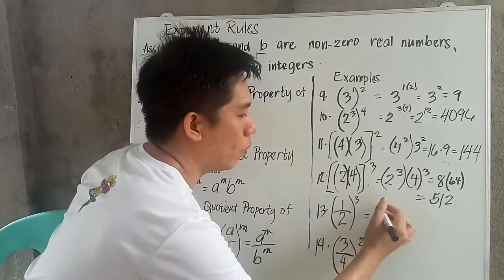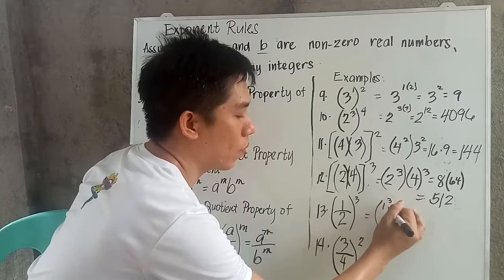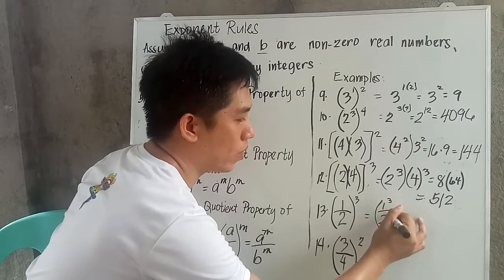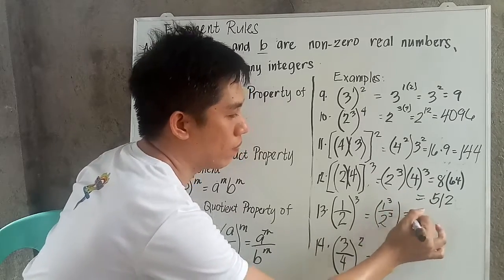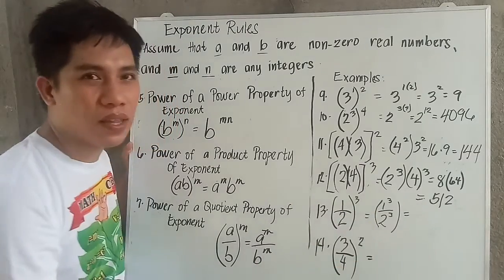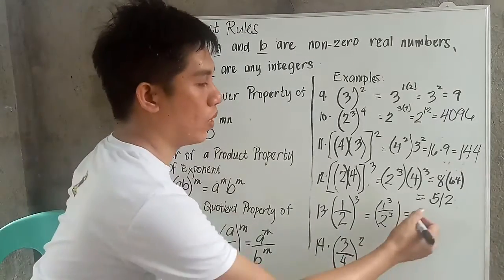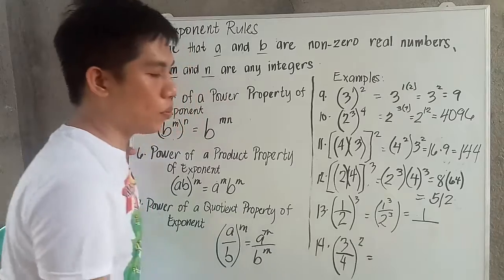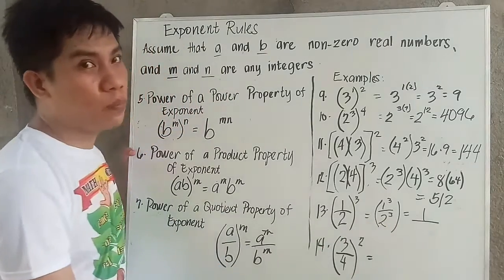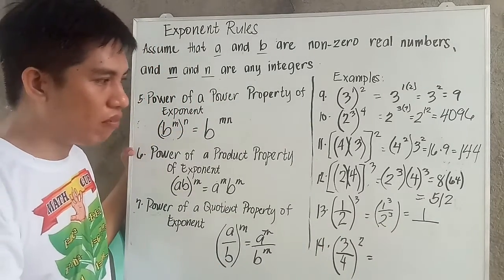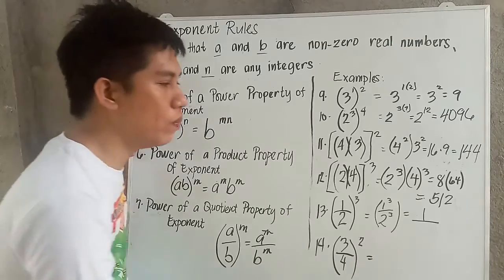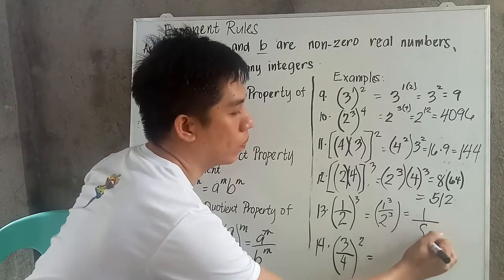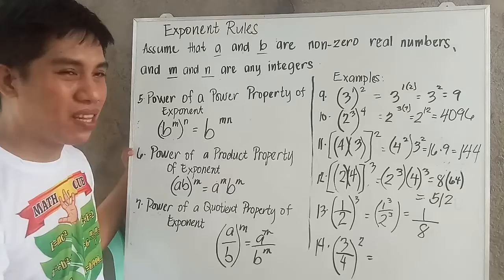So this will become 1 raised to the power of 3, then 2 raised to the power of 3. So we will multiply 1 3 times by itself, that would equal 1. Then another one is 2 raised to the power of 3. We will multiply 2 3 times by itself. 2 times 2 times 2, that would equal 8. So that would be the final answer.